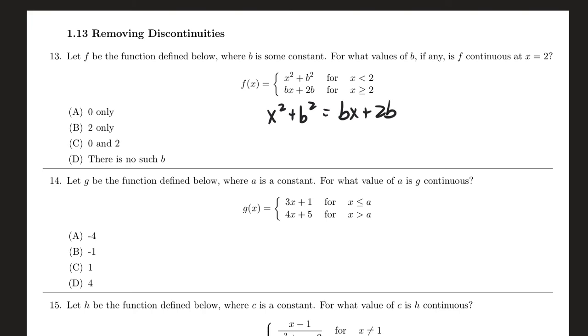All right, that's not something you can solve, but what we can solve is we know this switch happens when x equals 2. So I'm going to plug in x equals 2. And this equation I can solve. So I'm going to subtract that right-hand side.